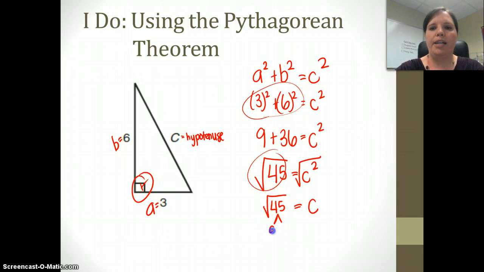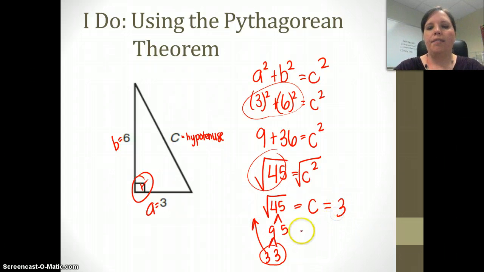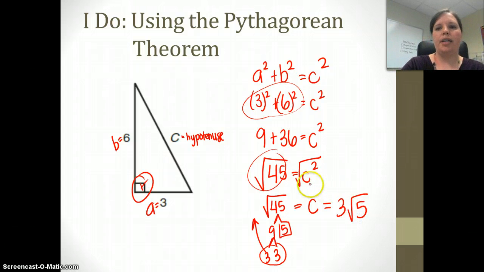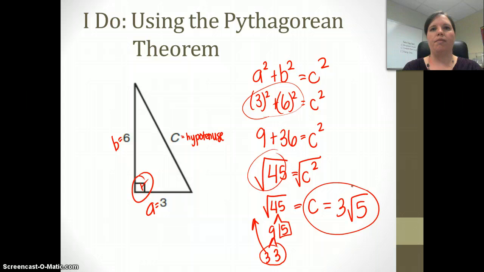So the square root of 45 is 9 and 5. 9 is 3 and 3. So I see a pair of 3's. So if I simplify this, C is equal to, the 3 comes out of the root, the 5 doesn't have anything to pair with, so it stays inside. C, the value of this hypotenuse, is 3 root 5. So again, given two pieces of information here, we can find the missing piece by doing a little bit of solving and then simplifying our square roots.